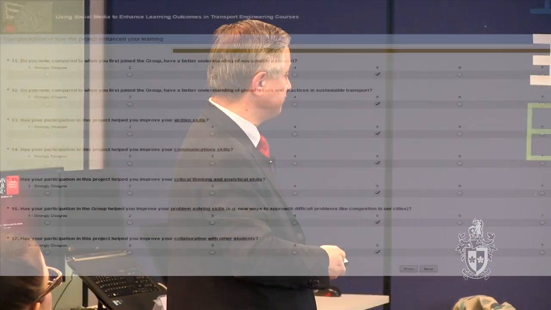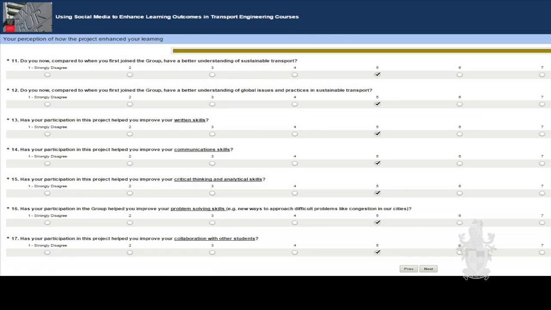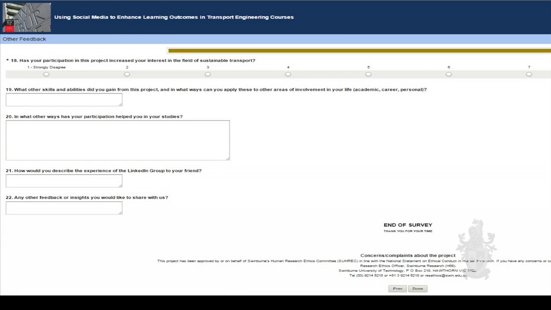I've looked at some of the surveys, and there are a lot of people who actually said they spend more than 2 hours a week on the group, which was good, I think. And then your perception of how the project enhanced your learning in terms of, for example, written skills, communication skills, critical thinking, problem solving, and collaboration with other students. So we'll give them a few more weeks to complete these surveys. Yeah, so in the end, a little bit of long form answers if they had other feedback.